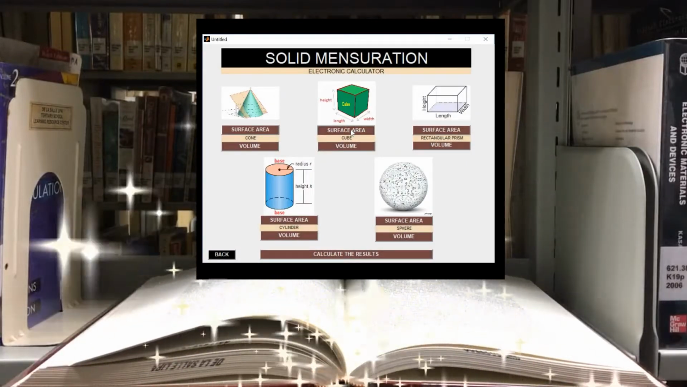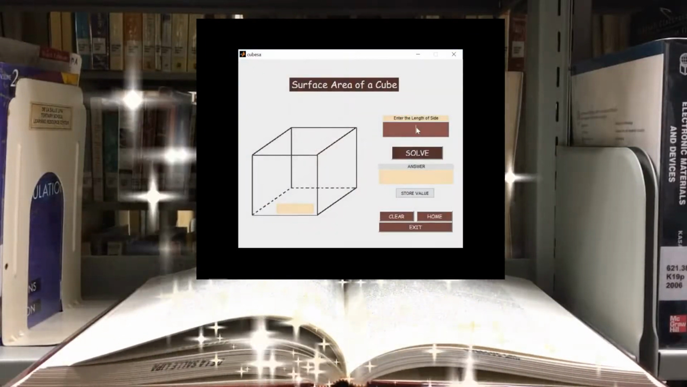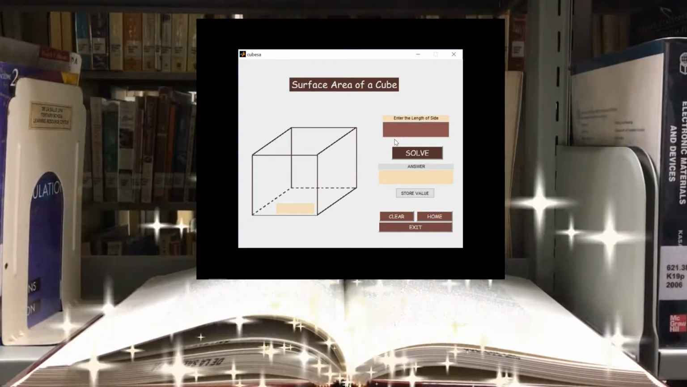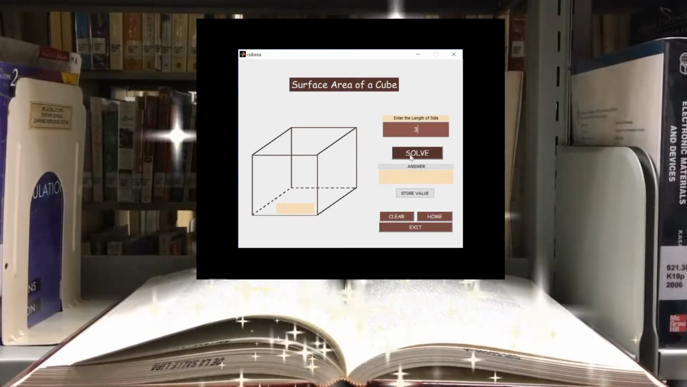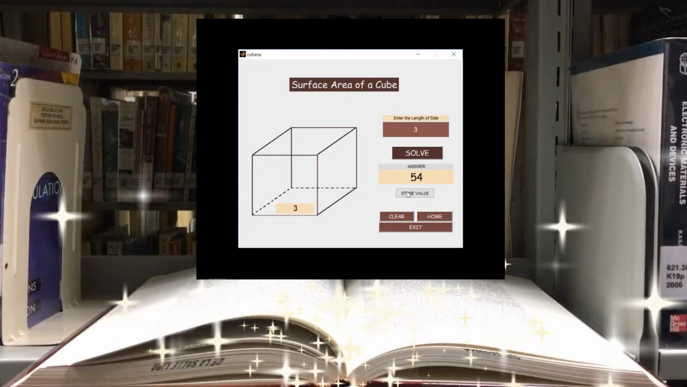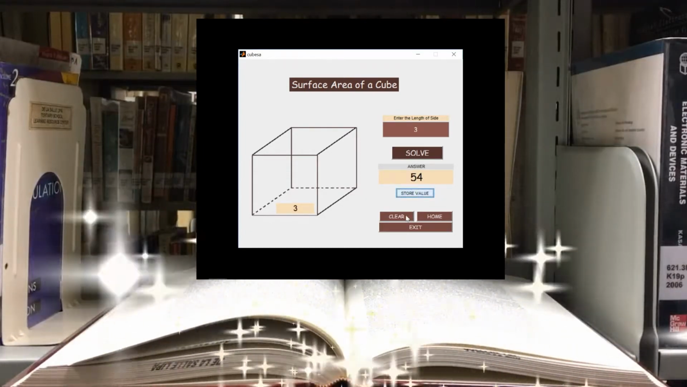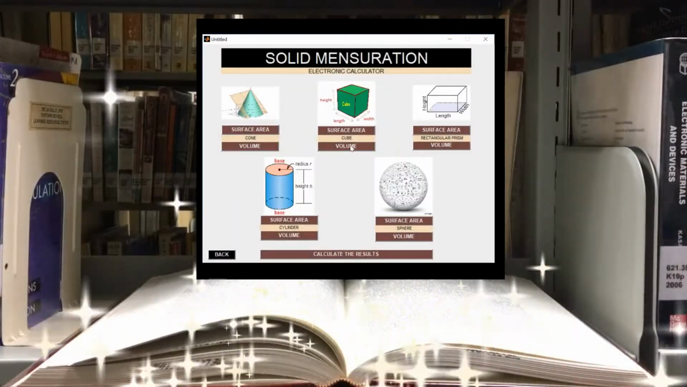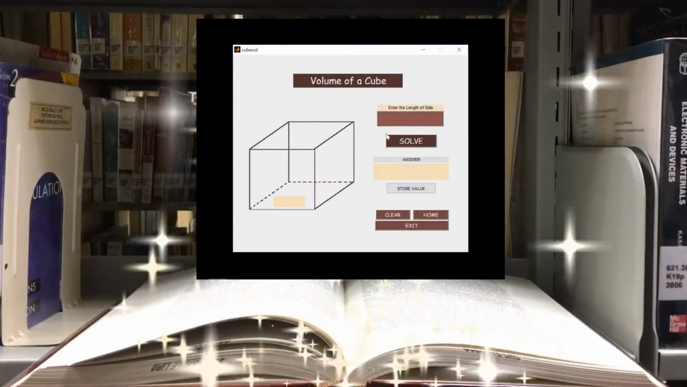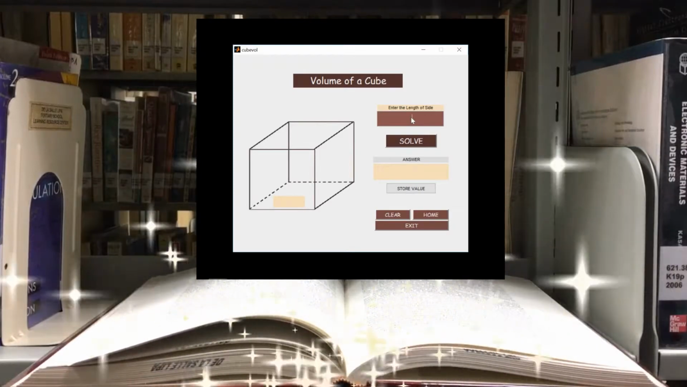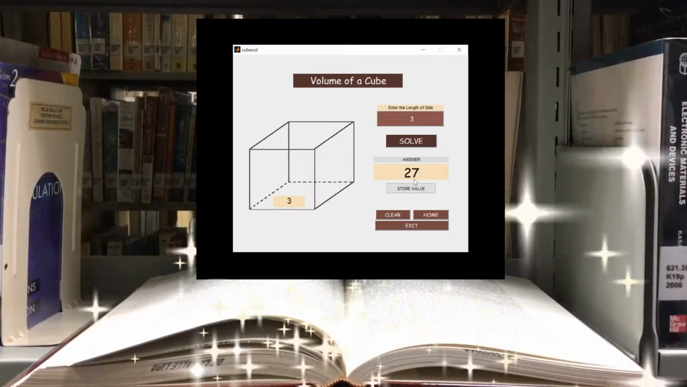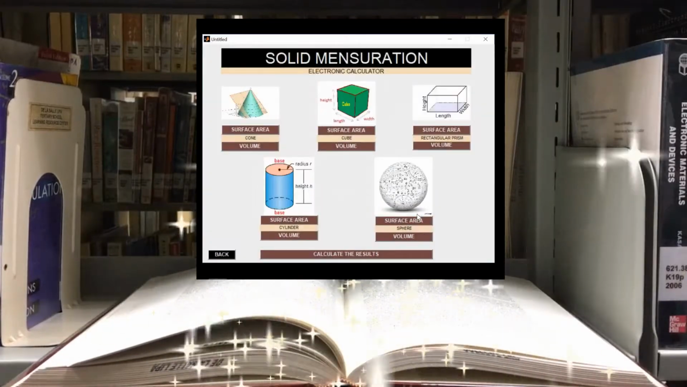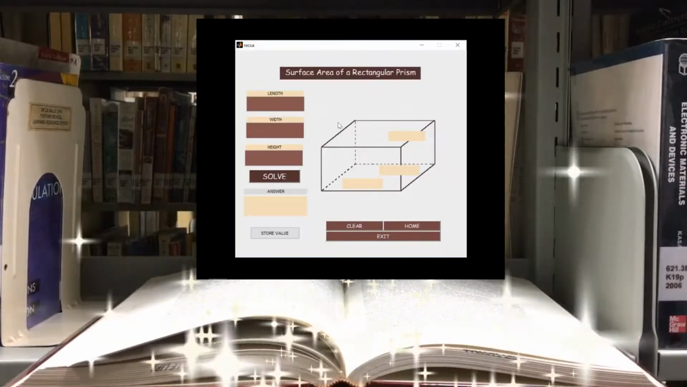How about for the cube? Let's try this one. Surface area is equals to 3. Then solve, 54. Store the values again. Clear. Home. Last one for cube. The volume. Let's put again 3. 27 is the answer. Store values. Press home. Surface area.